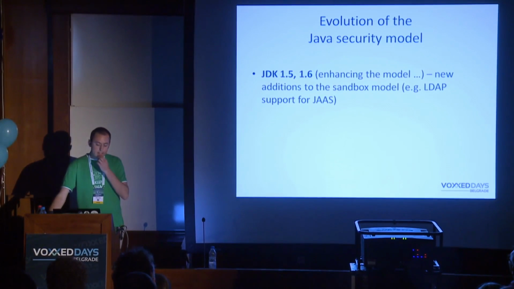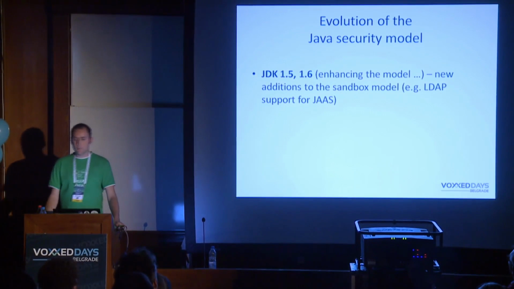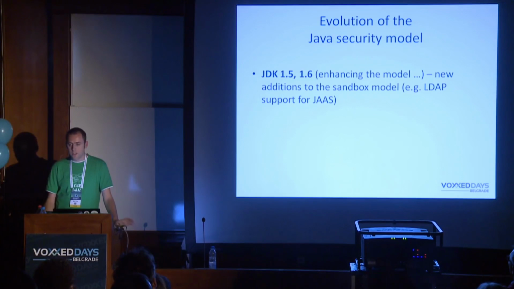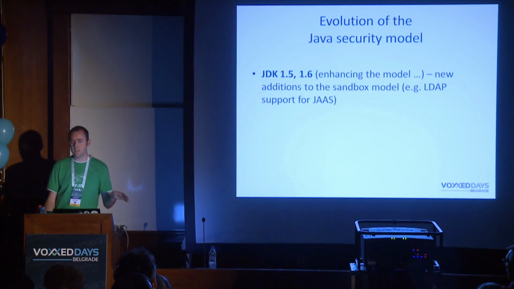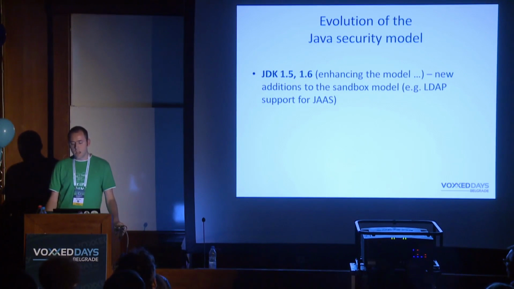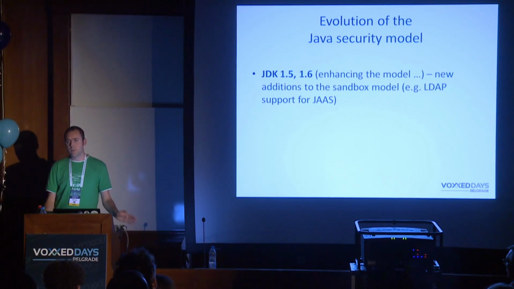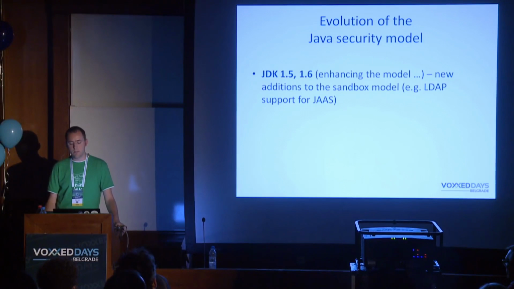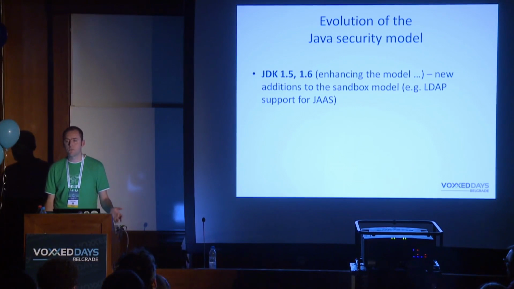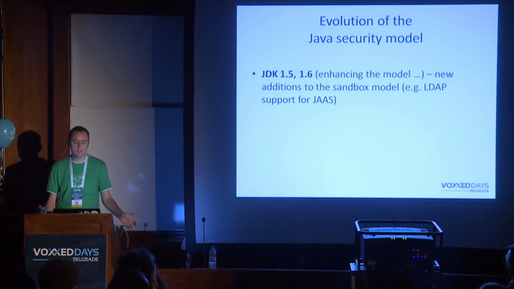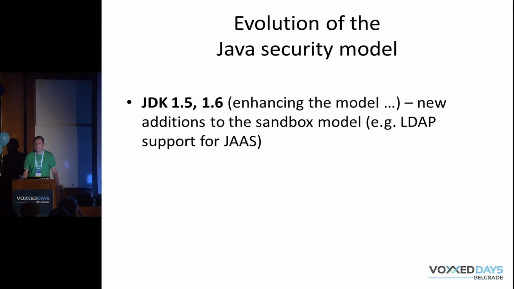Okay, and now JDK 1.5 and 1.6. The current model stays the same. So we still have the security manager and the access controller classes, but we have several small enhancements. For example, we have an introduced LDAP support for JAAS. And this is one of the most significant changes in that regard in JDK 1.6.